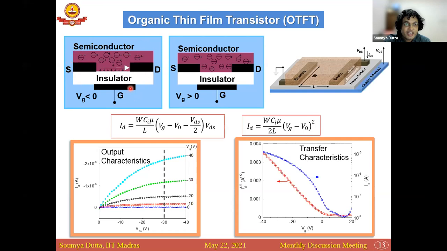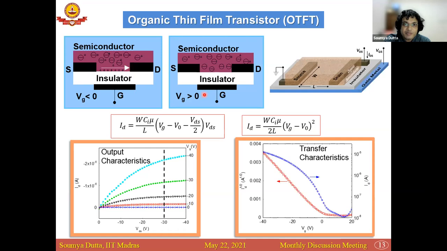Now, how does it work? Source and drain are two electrodes, and you can measure some resistance between them, so that is just like a resistor, right? Now, if you apply some negative voltage here, negative charge will be accumulated, and because of that, this is just like a capacitor, so positive charge will be accumulated here. That way, it will make a conductive film. Okay, so the conductivity will increase.